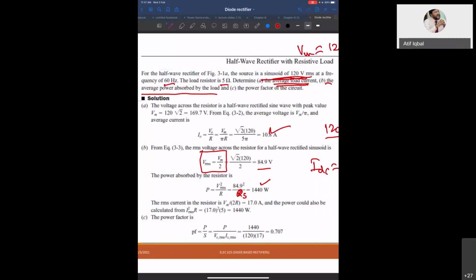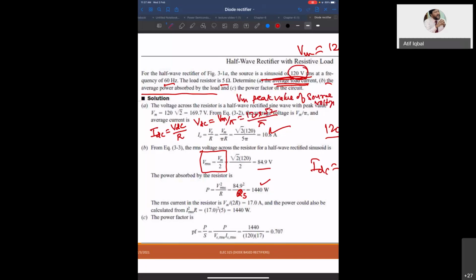It asks you to get the average load current. So what is the average load current? IDC. IDC is what? VDC by R. And what is VDC? VDC is your average output voltage, which is given as Vm by pi. And what is Vm? Vm is the peak value of the source voltage. And how much is the source voltage? It is given as 120 volt. So it is 120 times root 2, that will be your peak value, divided by pi. That gives you the average DC voltage.